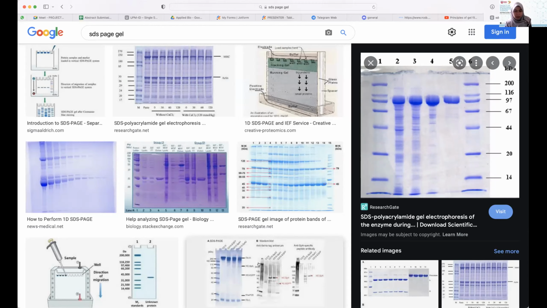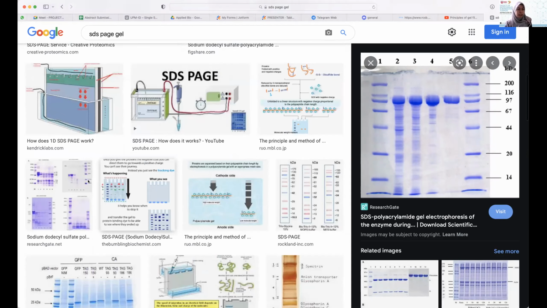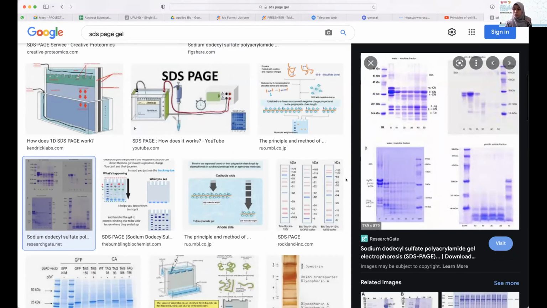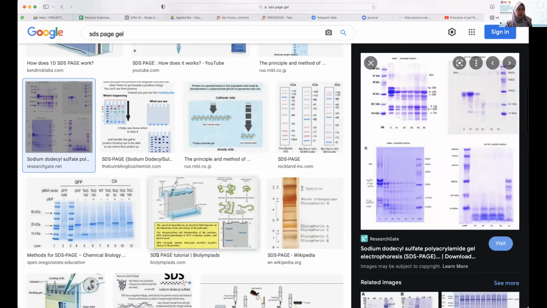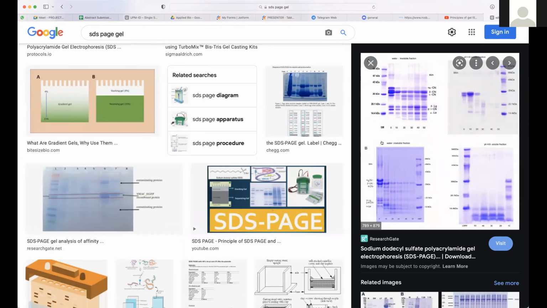We can see a lot of protein bands because the aim here is to show you the protein bands. We have different kinds of protein bands. This is really important for you before you start doing purification. You need to know the protein size. What will be the size?